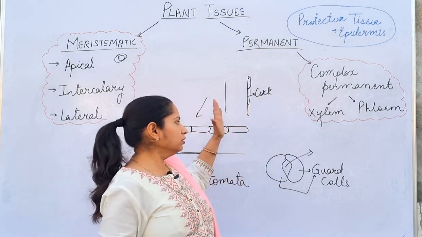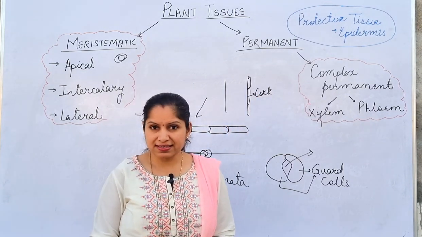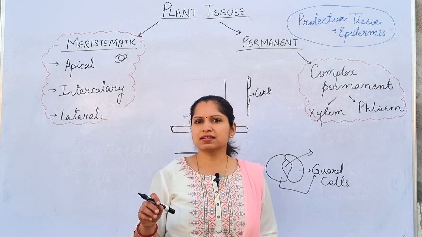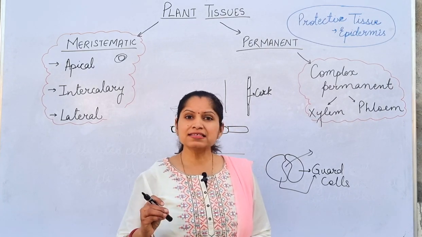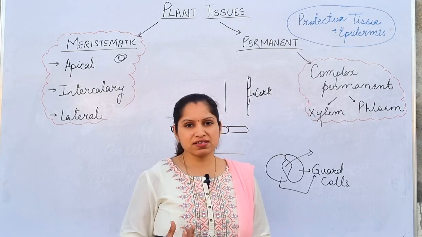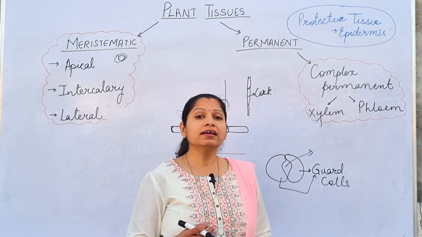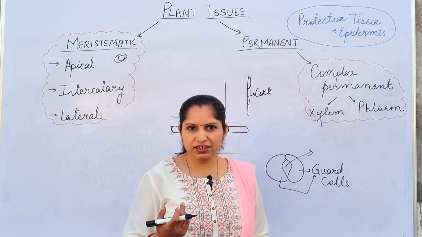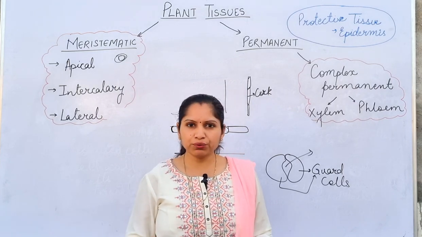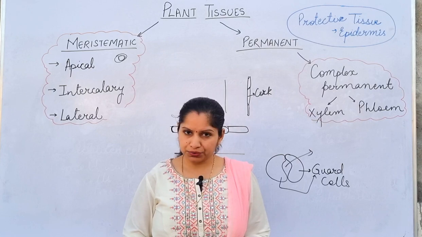Okay, so that is all about the protective tissue, epidermis. And sometimes a layer of waxy coating is there, that is known as cuticle, that will be providing the water resistance to the plant. This layer is especially important in desert plants because they need to have water resistance, they need not evaporate the water, so that is maintained by this waxy layer.